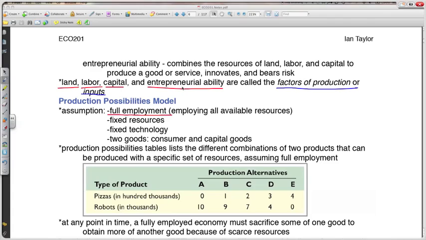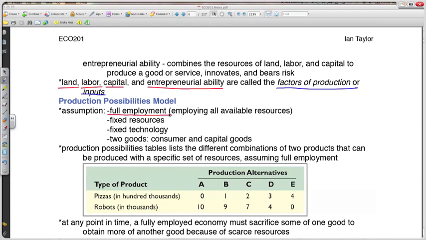Note that this is different than full employment, such as what you hear in the news, say the employment rate. If you hear it in the news, that's specifically talking about labor. The employment rate is usually referring to the amount of people that are currently seeking work and have work.